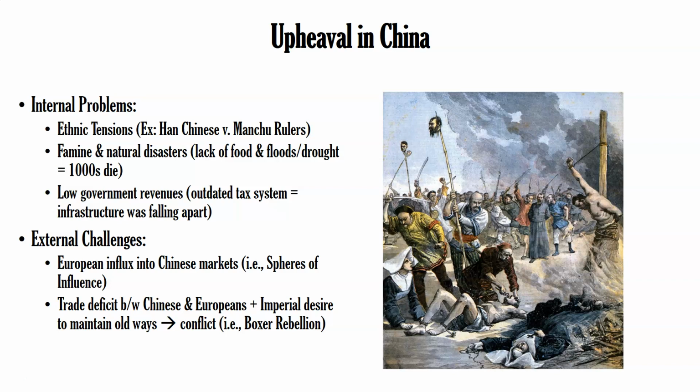So the external challenges that China's facing: there's an influx of European influence into the Chinese markets. And we've talked about this earlier in Unit 6 with the role that Europeans started to play in China after the Opium Wars. It's the setting up of the spheres of influence and the Europeans creating a market that's more beneficial to them. Then there's also a trade deficit between the Chinese and Europeans, because the Europeans want Chinese goods, but the Chinese don't want European goods. And then you add the imperial desire by the Empress Dowager to maintain the old ways of Chinese society. It leads to conflict. And in particular, one of the most important conflicts here is the Boxer Rebellion that we talked about in the last unit.